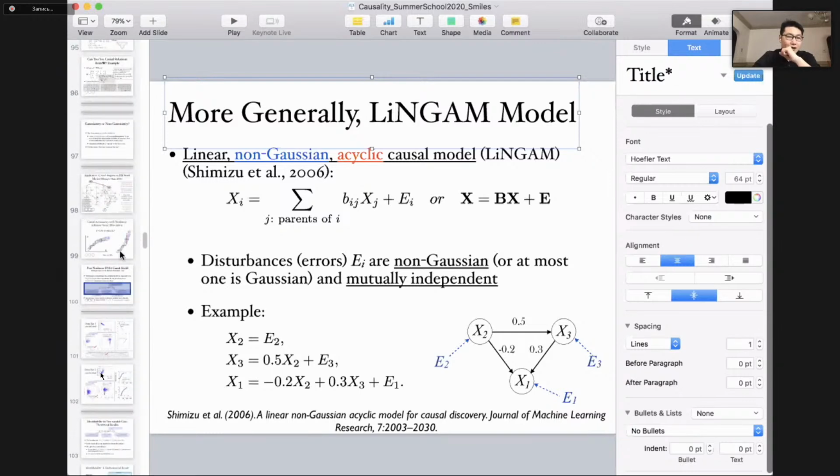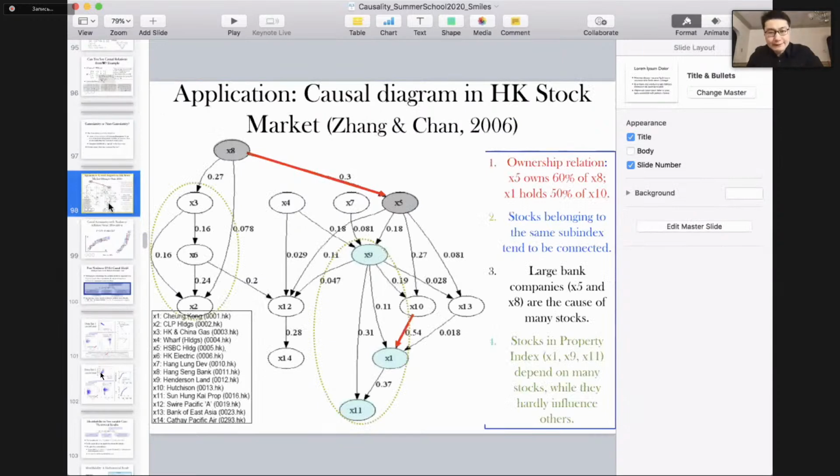Just now you saw how we can estimate linear non-Gaussian models from data. If the model assumption holds true, then you have a unique solution, meaning that you have a unique structure, including the parameters, the causal coefficients, from data.